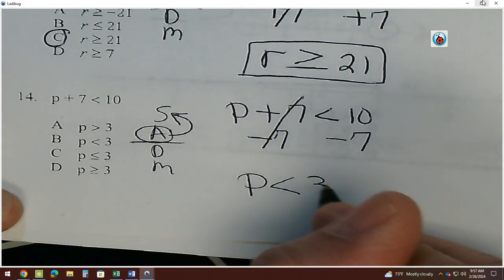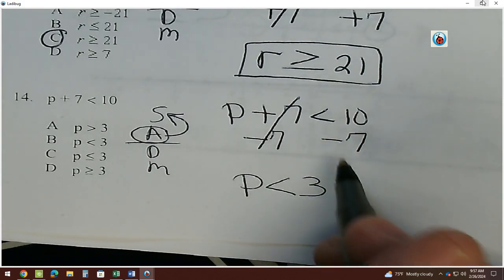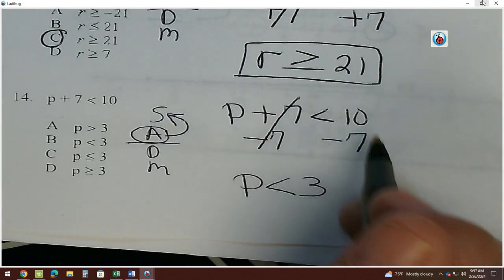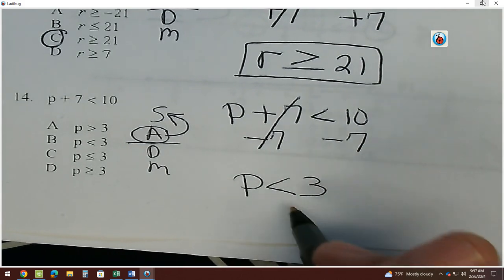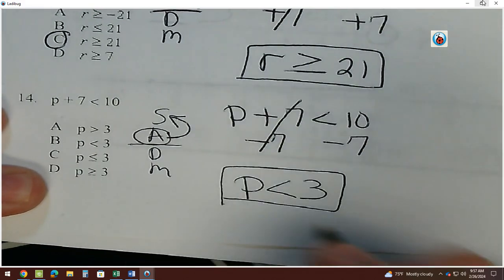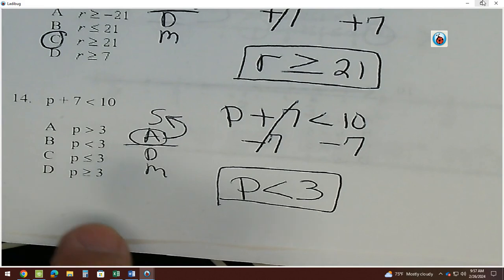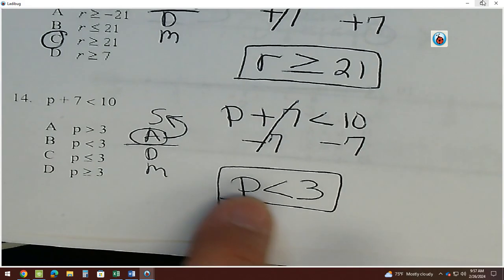3. Now, since we're subtracting, let's think of the rules of this. Who has the highest absolute value, 10 or 7? 10. So it's just when I say positive or negative. Positive. That's the answer. Now listen. Don't choose it. We're going to test it. Can P be 3?